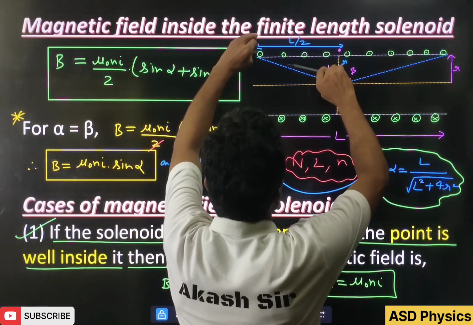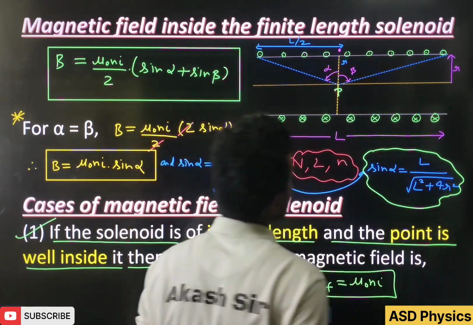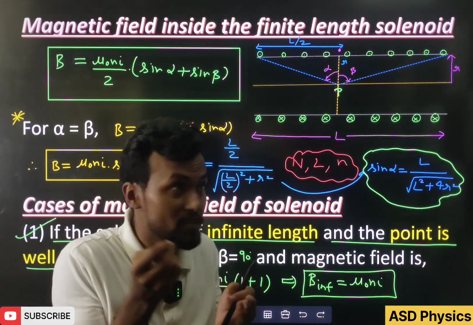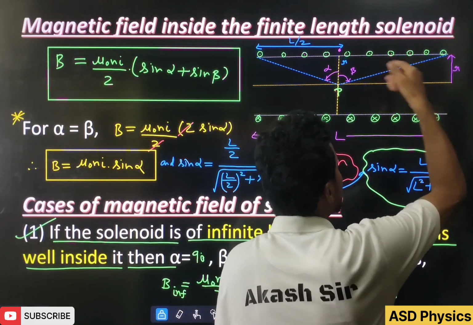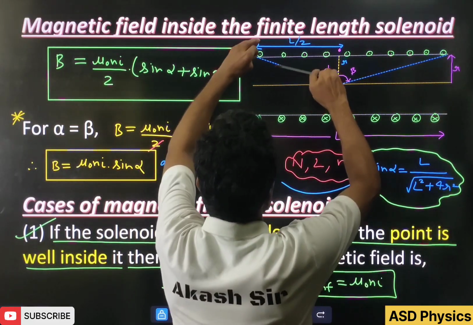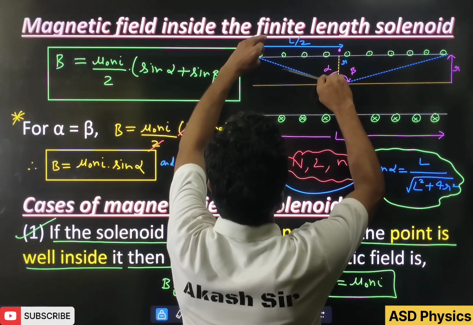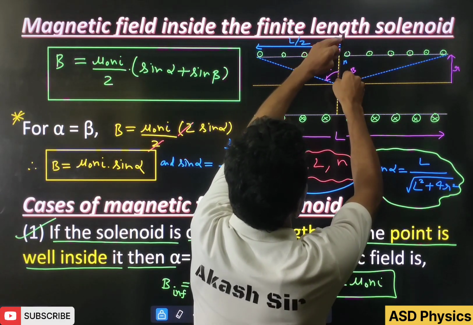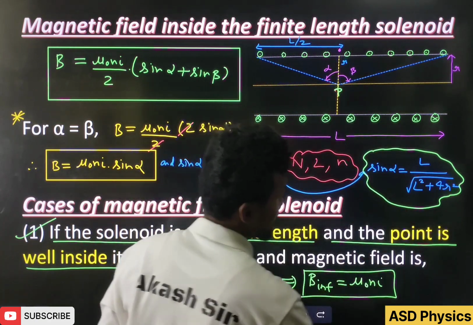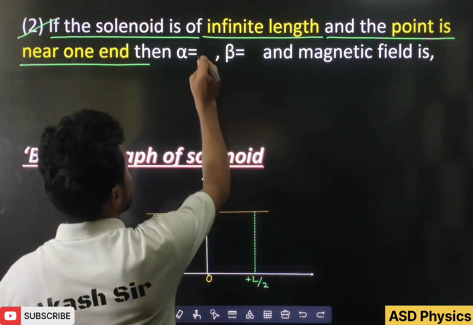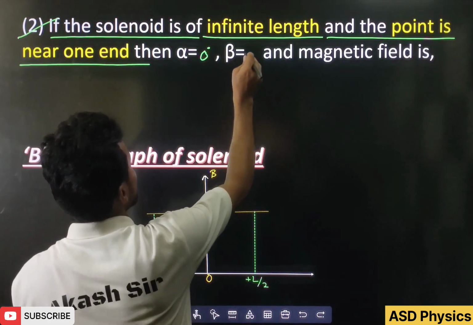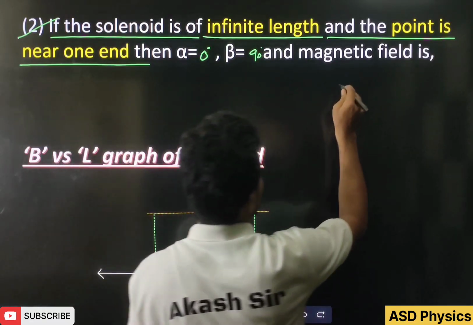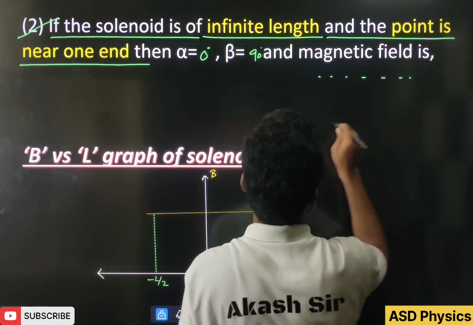So if I make the solenoid only on this side, with point P at one end, beta is 90 degrees, no problem. But see, as I take this end here, the alpha value keeps decreasing, and when it reaches here, the alpha value will be 0 degrees, and beta is 90 degrees.